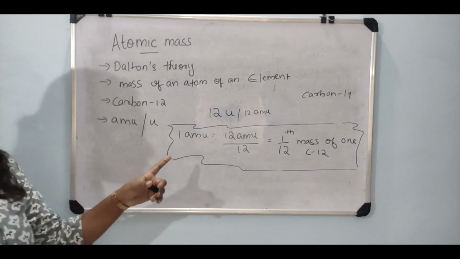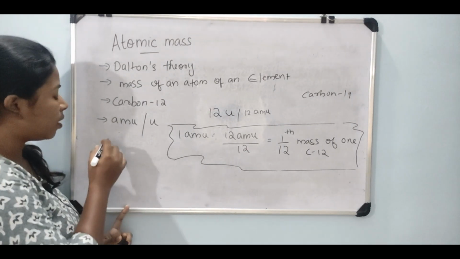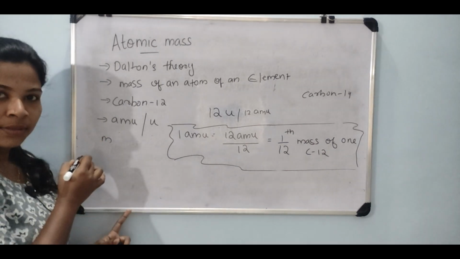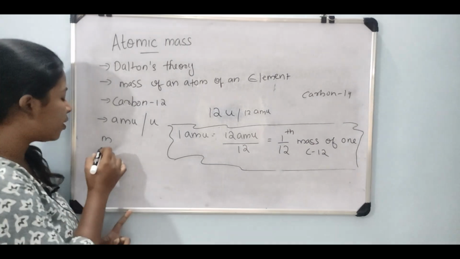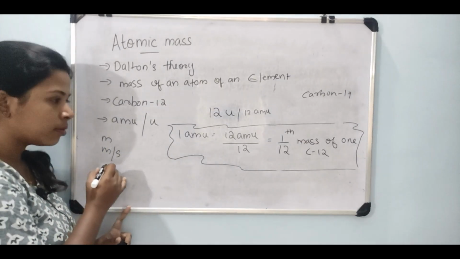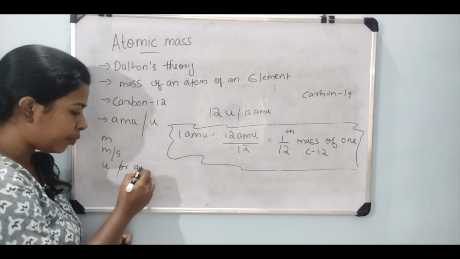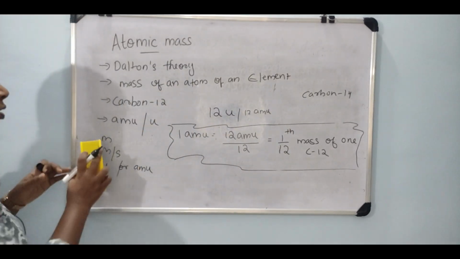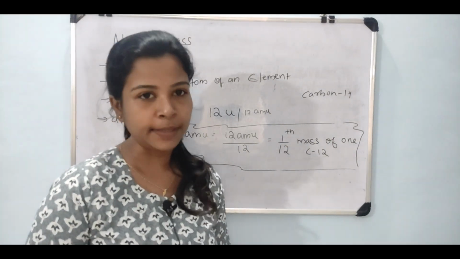Clear? There are different units. If you want to write the unit of distance, you write meter. For the unit of velocity, you write meter per second. Similarly, the unit of atomic mass is U or AMU. Clear? So what is 1 AMU? 1 AMU is the 1 by 12th mass of a carbon 12 atom.